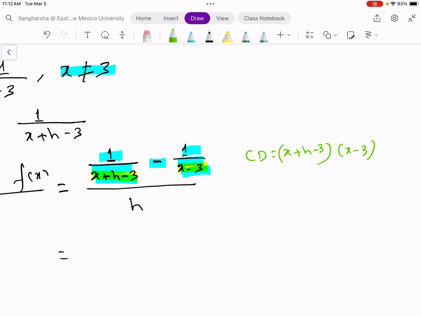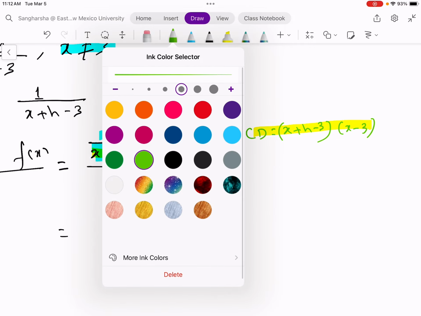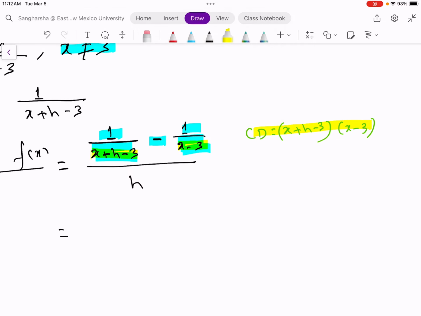Now let's make the denominator of each fraction the same as this common denominator. How can we make this denominator x plus h minus 3 equal to this common denominator? What do we need to do?